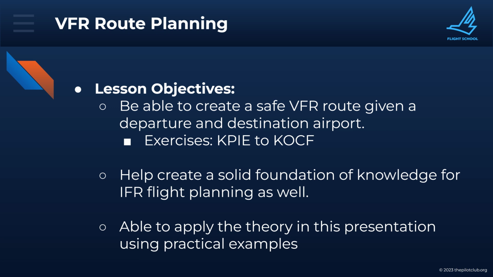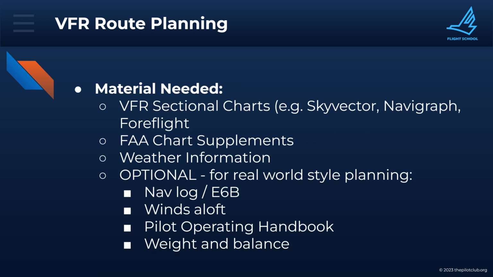And you should be able to apply the theory in this presentation using the practical examples we're going to go through. So, some materials you'll need for this workshop. A VFR sectional chart. They can obviously be electronic. Skyvector is a free one you could use. Navigraph or 4Flight are paid subscriptions. The FAA chart supplements, which you can access through Skyvector and Navigraph as well, I believe. In this video series, I'm going to use Skyvector because it's free and also gives the FAA chart supplements.